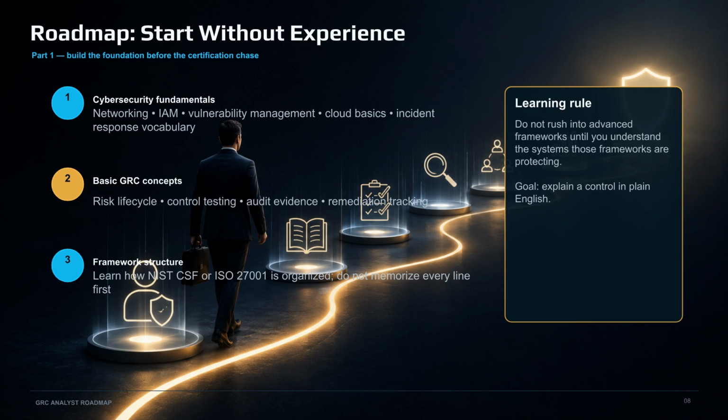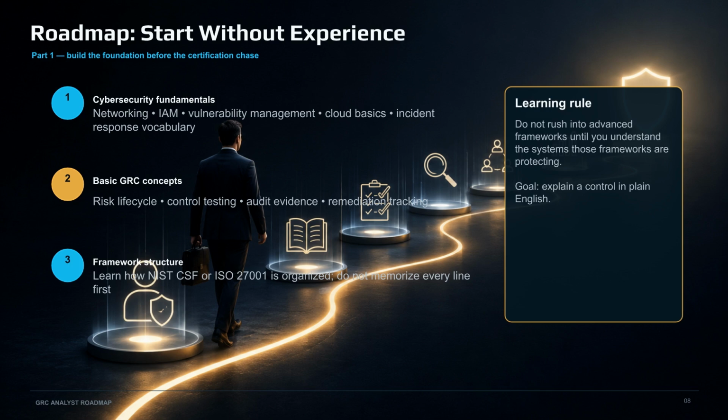The third step is to study the structure of common frameworks, such as the NIST Cybersecurity Framework or ISO 27001. Do not begin by trying to memorize every requirement. Instead, understand why the framework exists, how its requirements are organized, and how the controls help reduce business risk.